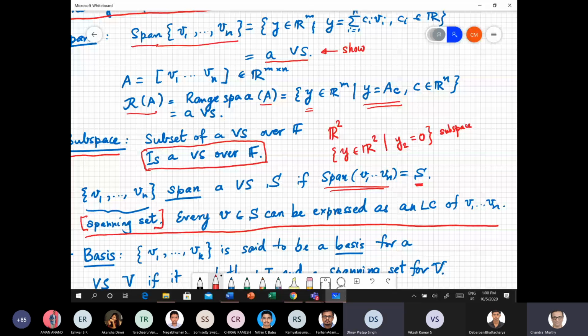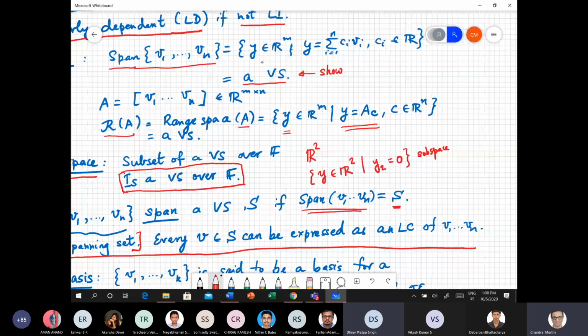To say that Y is in R to the M, where Y can be written as a linear combination of Vi, is the same as saying that Y is equal to A times C, where C is a vector in R to the N. It has N entries. It has C1 to CN as its entries. Okay. Sir, is it equivalent to the column space of the matrix? Yes. So that's a good point. This is also called the column space.